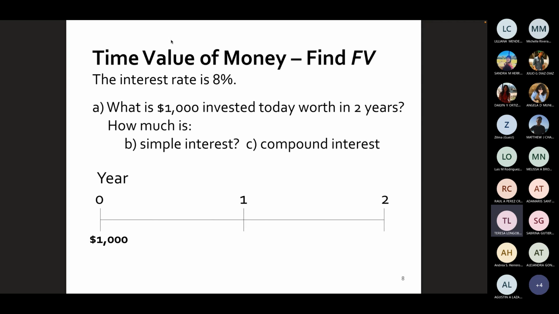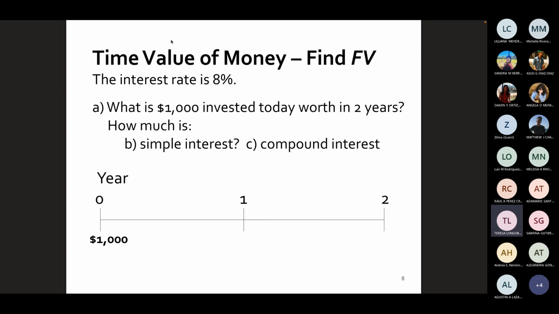Here we have the 2-period model, and I'm going to introduce the idea of an interest rate. So what is this interest rate? This interest rate has been determined as appropriate for this problem. It's what you're willing to forego $1,000 for today with the promise of receiving 8% return in each of the 2 years for this investment.